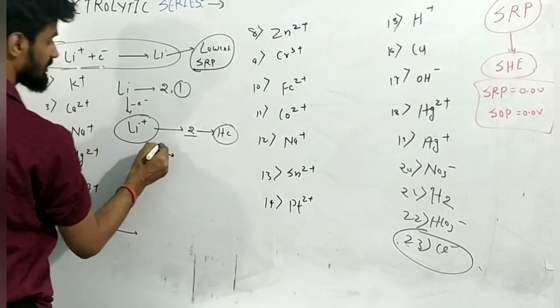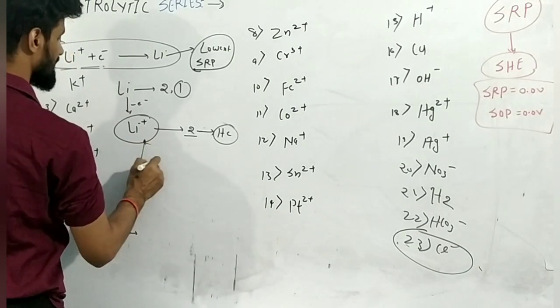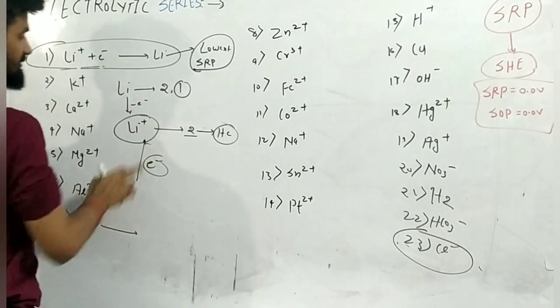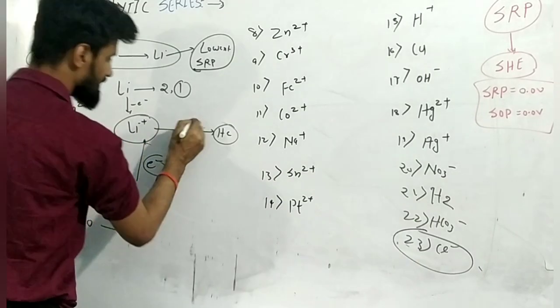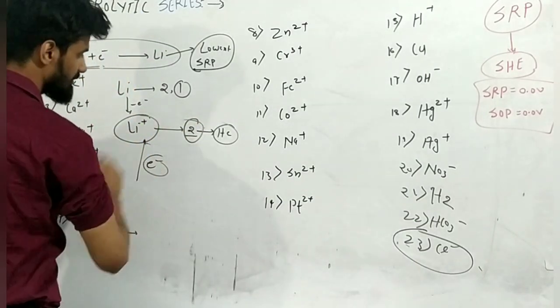Okay, lithium plus is not going to accept any electron. Why? Because after losing one electron, lithium has been converted into lithium plus and it has acquired the configuration of helium, and it becomes very stable.